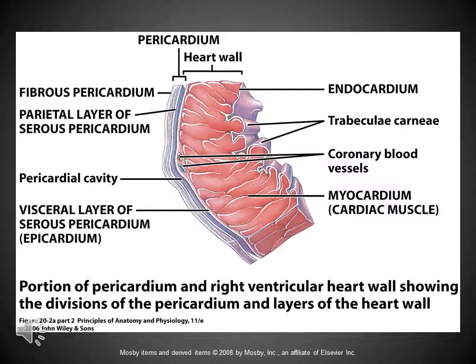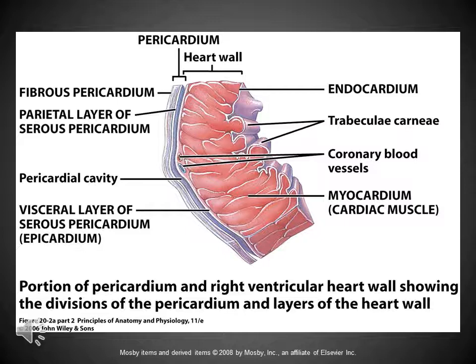Here is another picture from a different book showing the layers of the heart. Starting on the outside, there is a fibrous pericardium. Then there is the parietal layer of the serous pericardium. And then there's the pericardial cavity itself. And that's where there is a scant amount of thin serous fluid.